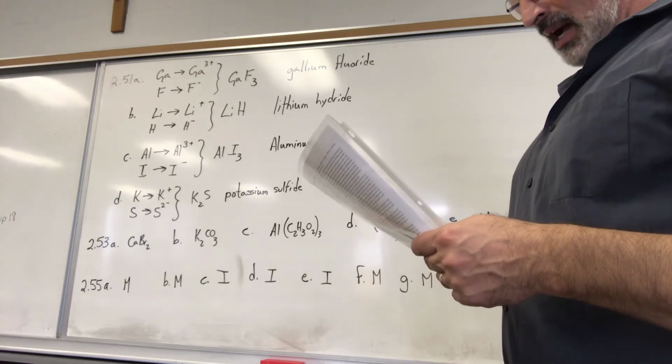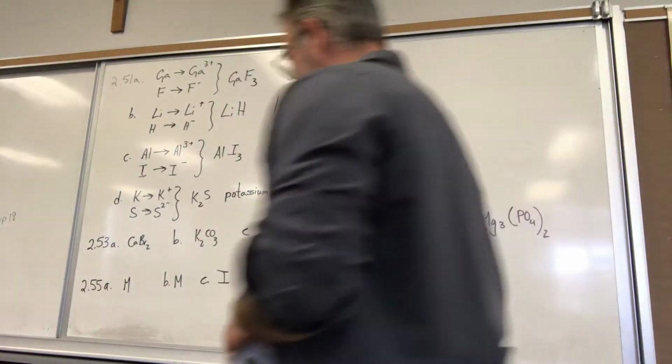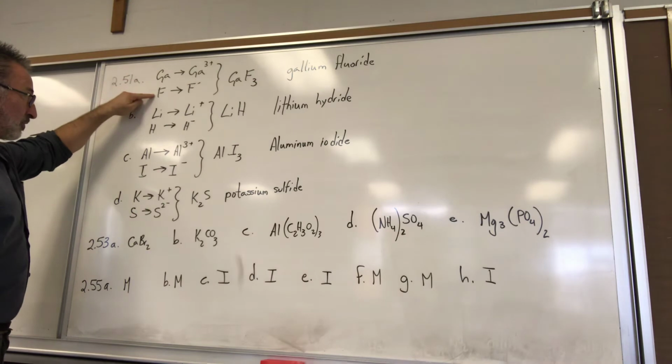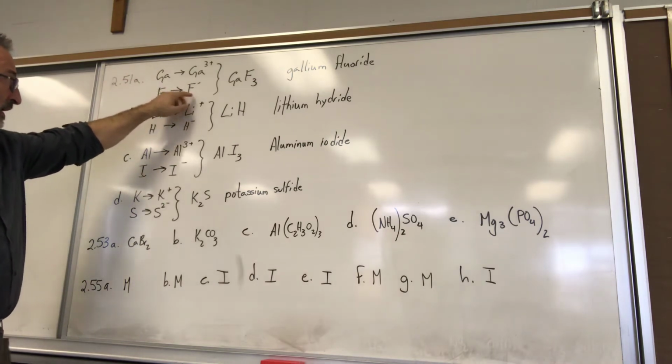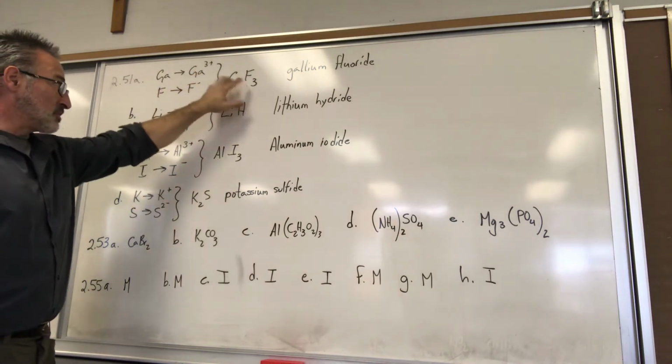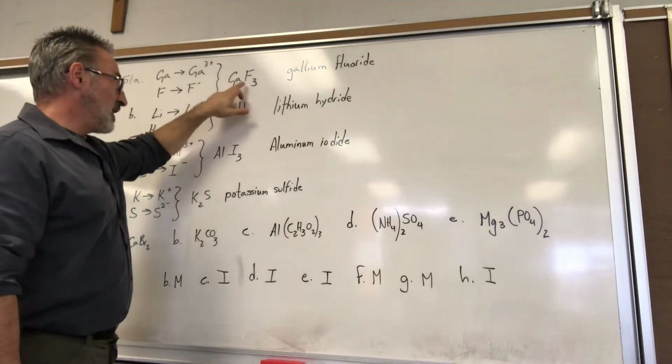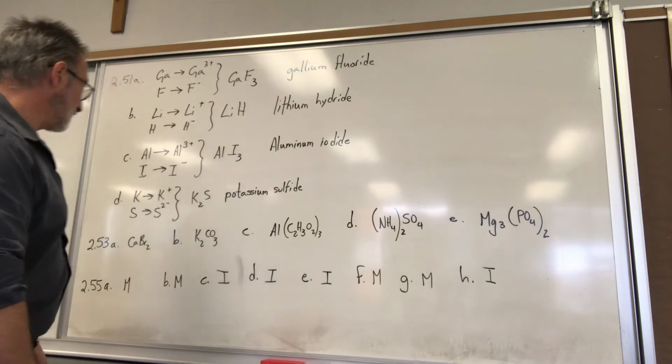formed by the following elements. So gallium and fluorine. Gallium typically has a +3 charge. Fluorine becomes fluoride with a -1. So the +3 and the -1 combine so that there's no charge in the ionic compound that forms. So it'll be GaF3, or gallium fluoride.